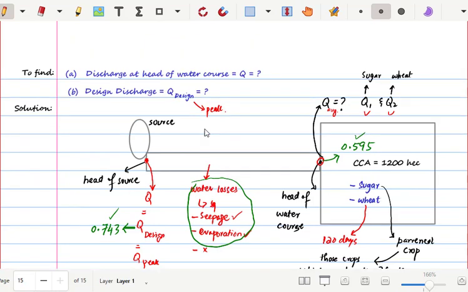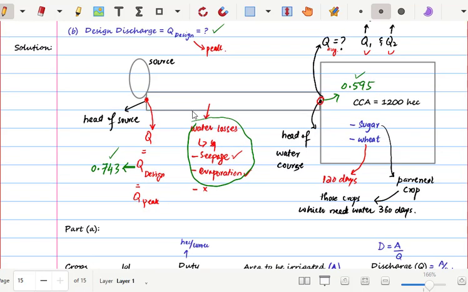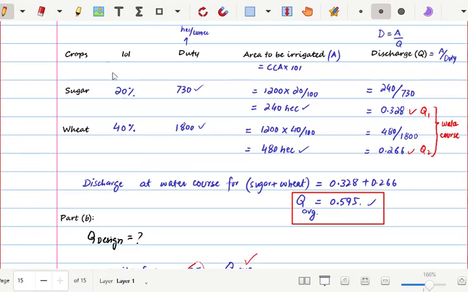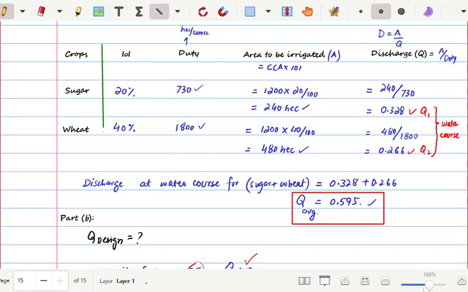So we got the answers for both parts, right? We already found Q or Q average, and then we find the value for Q design. So that's it. We are done with the fourth numerical.